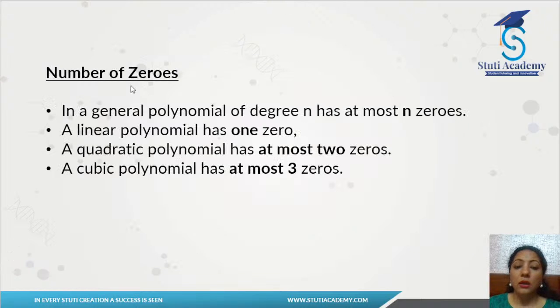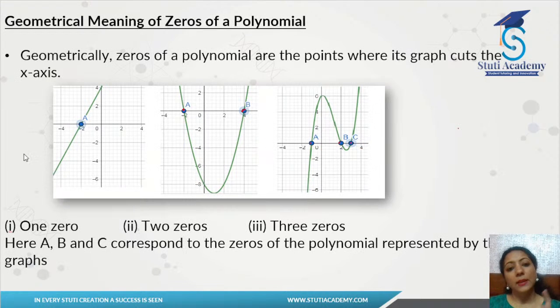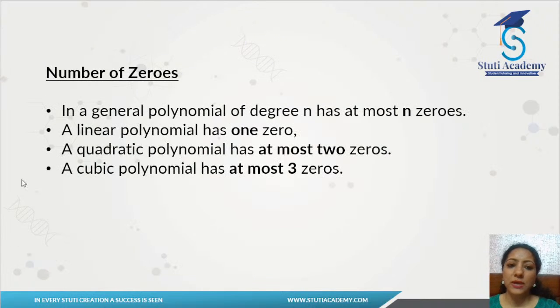Now, number of zeros. How many zeros do we have for a polynomial? As I said, for this polynomial, it is cutting the graph at 1 point, so it has 1 zero. This one is cutting the graph at 2 points, so it has 2 zeros. So how are we going to figure that out?